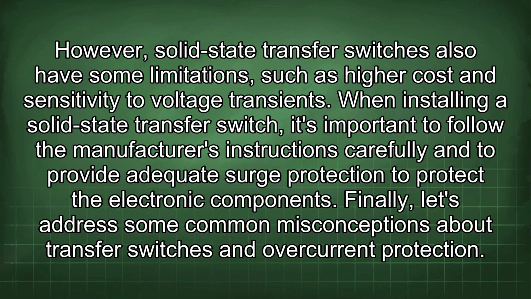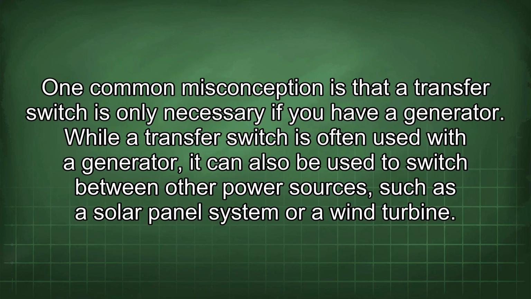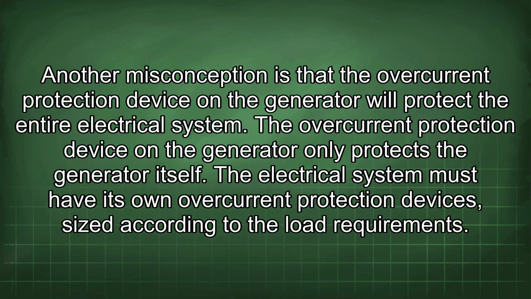Finally, let's address some common misconceptions about transfer switches and overcurrent protection. One common misconception is that a transfer switch is only necessary if you have a generator. While a transfer switch is often used with a generator, it can also be used to switch between other power sources, such as a solar panel system or a wind turbine. Another misconception is that the overcurrent protection device in the generator will protect the entire electrical system. The overcurrent protection device in the generator only protects the generator itself. The electrical system must have its own overcurrent protection devices, sized according to the load requirements.